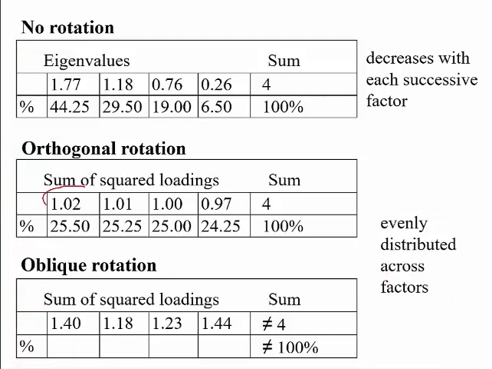So the sum of the squared loadings for component 1 or factor 1 was 1.02, then 1.01. It's not identical, but pretty close. Then 1.0, and then 0.97. So these are really, really close. They're not identical to each other, but it comes out much more evenly distributed, where up here it went 1.7 to 1.1 to 0.76 to 0.26. So there was a big decline in our eigenvalues with no rotation, and now the sums of squared loadings with orthogonal rotation are very, very similar to each other.